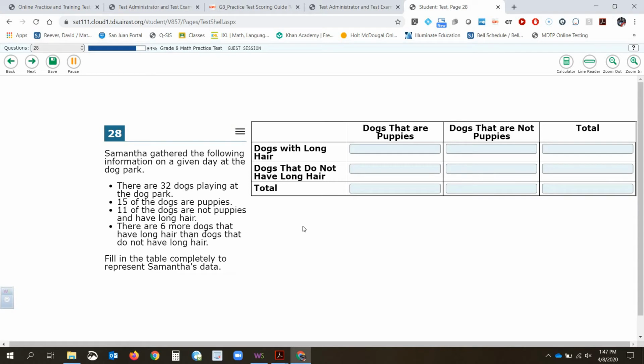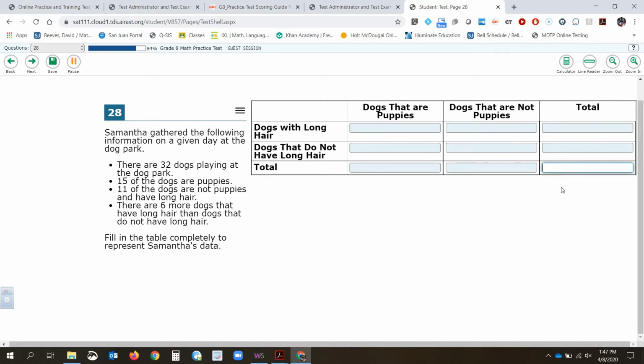So here we go. All right, so let's go back and see what it says. There are 32 dogs playing at the dog park. That statement right there, where are we going to put that in this table? 32 dogs at the dog park. Well, that represents the overall total, right? So that should go right there. So I'm going to put the number 32 right there. There we go. All right.